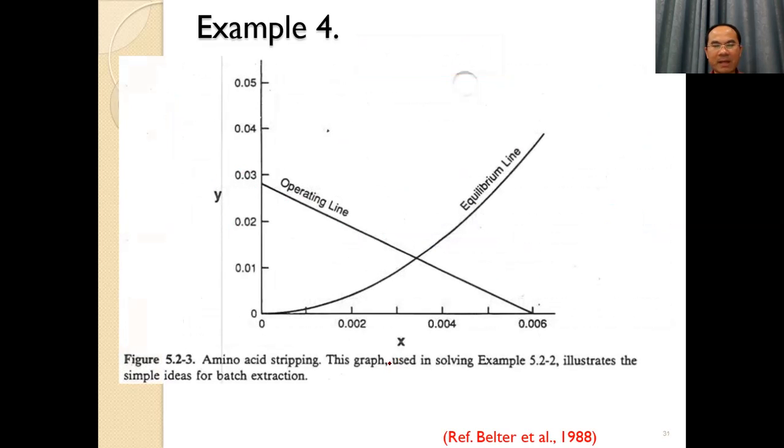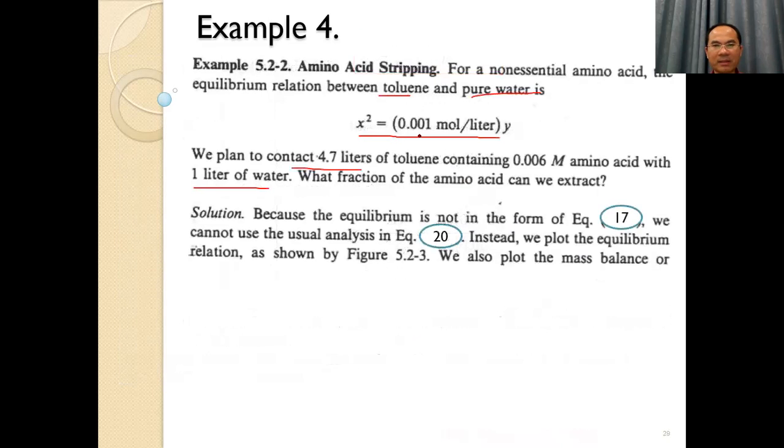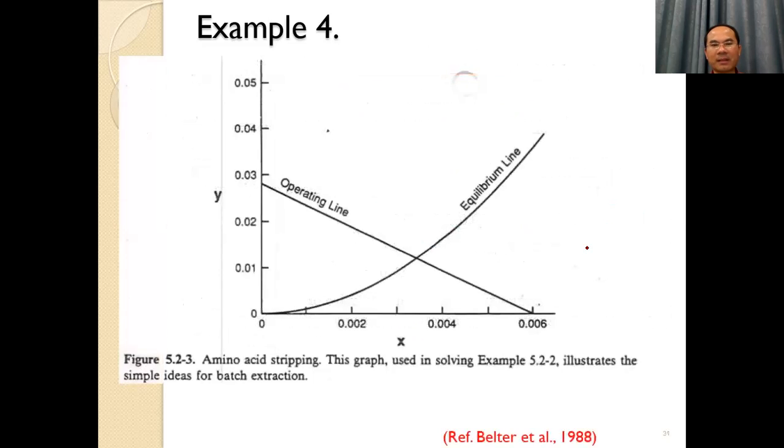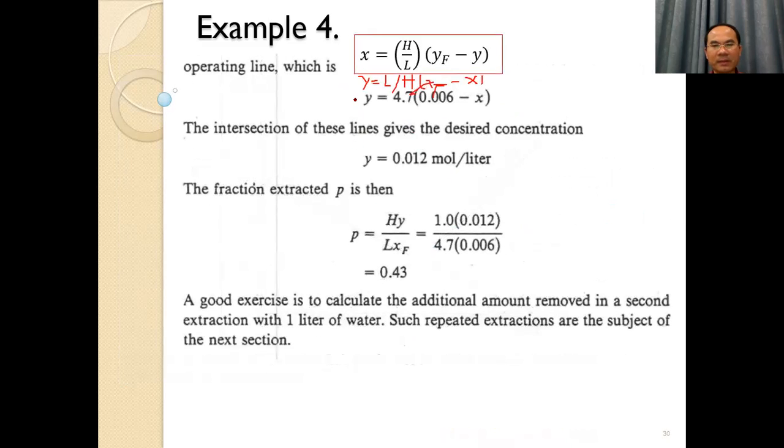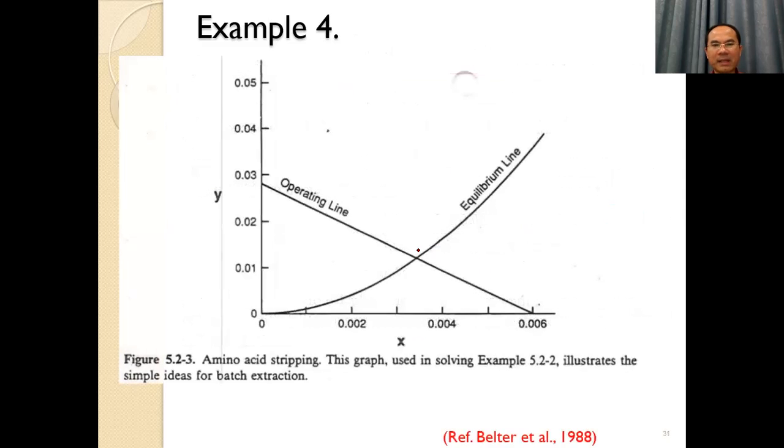And the intersection we plot between the operating line and the equilibrium line. Previously we plotted X and Y. For this case we plot Y and X. The equilibrium line is a nonlinear equation, because X squared equals 0.01 Y. This is the equilibrium line, and this is the operating line. And then you get the intersection of the operating line and the equilibrium line, and then you can find X and Y.